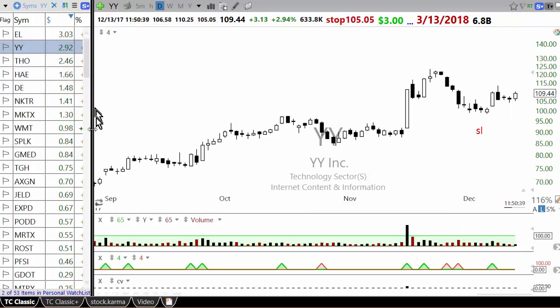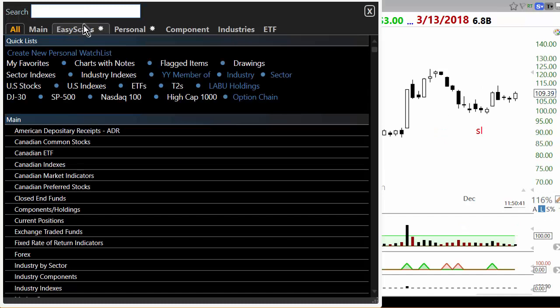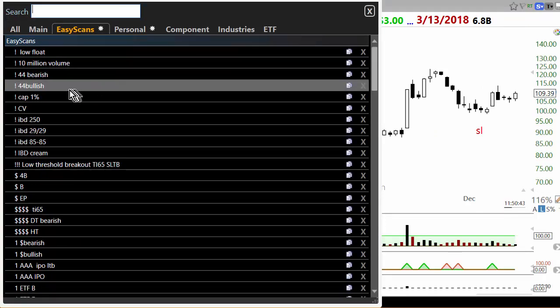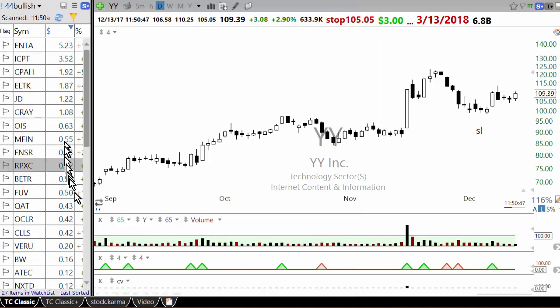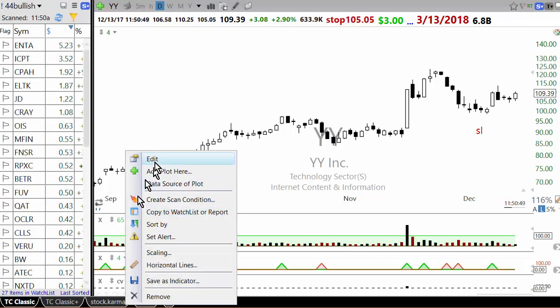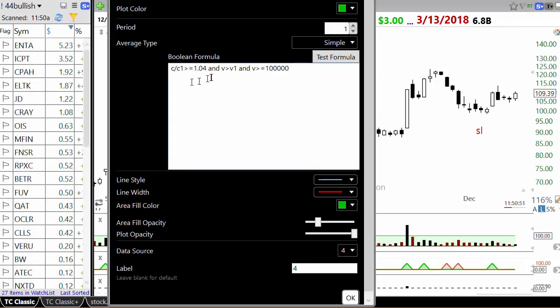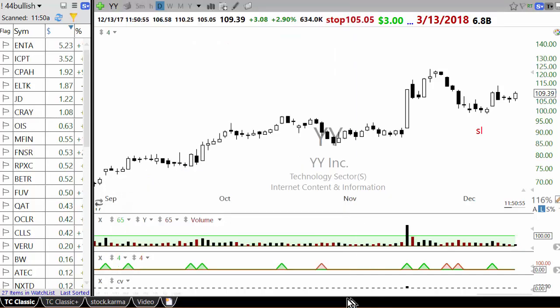So basically that's one way of doing it, but the other way, if you're not that quick and if you haven't done your homework, is to run your scan, 4% bullish. And as always, what is 4% bullish? It's basically a scan which looks for a 4% gain, volume greater than V1 and volume greater than 100,000. So it's basically looking for a price and a volume surge. So you have around 27 stocks.